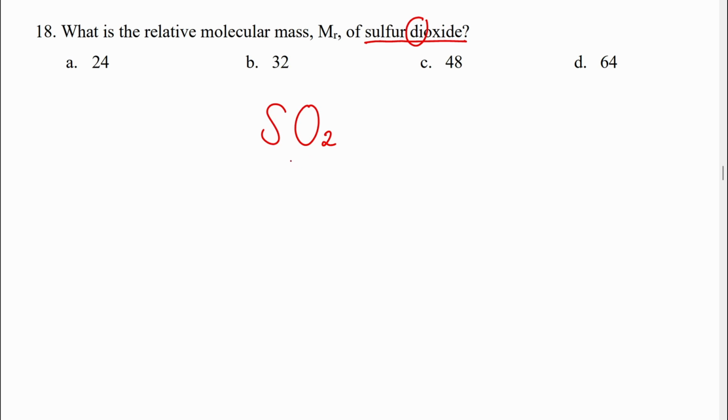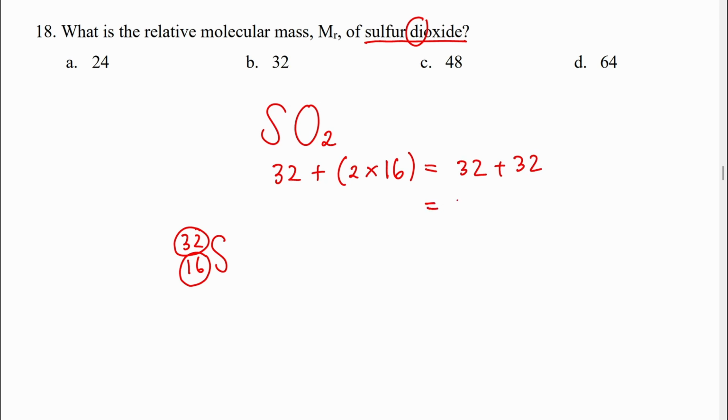So if you check in the periodic table, you will find out sulfur is 32, 16. Okay, remember we always take the bigger number, which is the mass number, and the smaller number, this is the atomic number. So the mass of sulfur is 32 plus oxygen. How many oxygen we have in here? 2 oxygen. And the mass of 1 oxygen is 16, right? So equals to 32 plus 32 equals to 64. Easy peasy lemon squeezy. The answer is D.